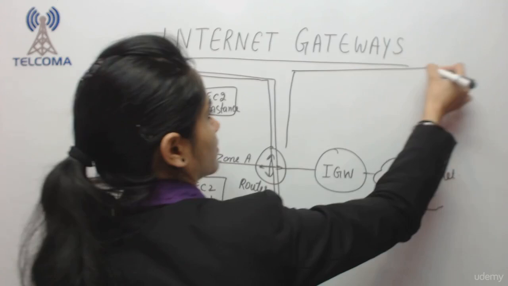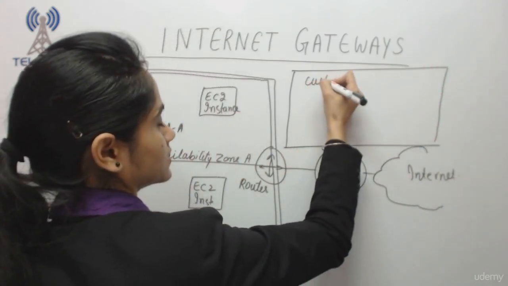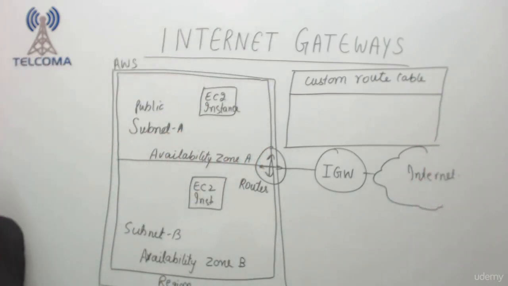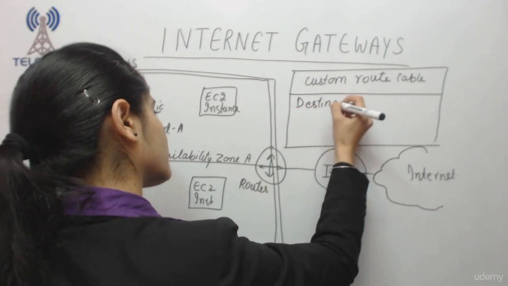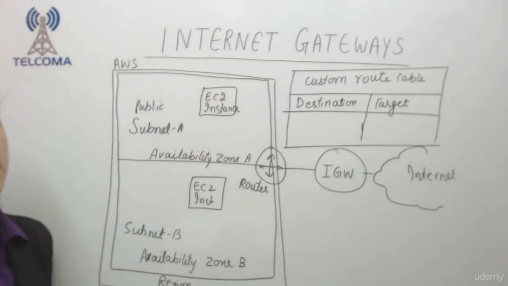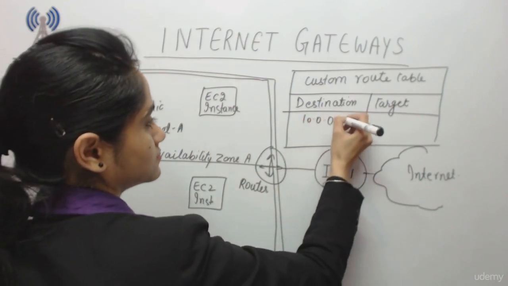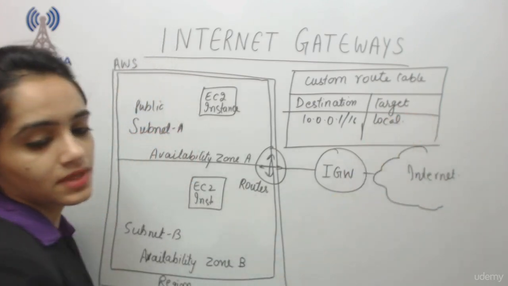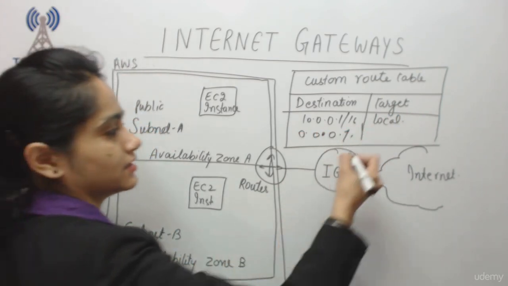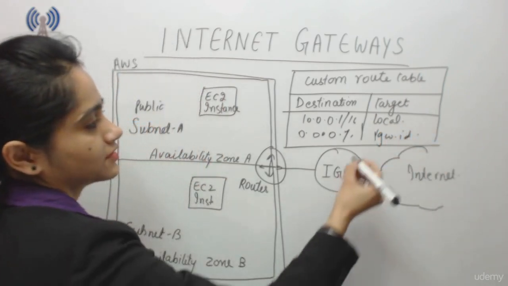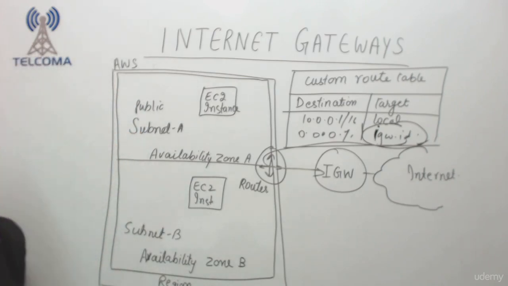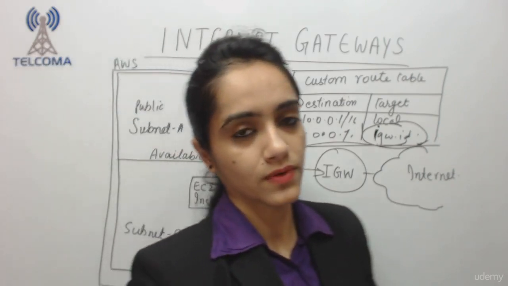Now if we require to define a route table, we need to define a custom route table. In the custom route table, we have our destination and a proper target. Here we have local, which is by default, and then we need to define the Internet Gateway ID, which is this one as IGW. So we are specifying in a route table that this traffic has to be routed to the Internet Gateway. This is how Internet Gateway works. Thank you so much.